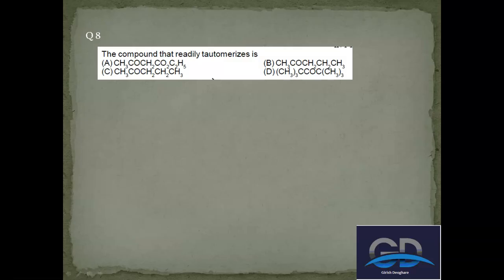Next, the compound which readily tautomerizes is. Now we know that tautomerism can happen when you have an acidic hydrogen. So we just have to see which hydrogen would be more acidic. So in option A, as we can see, we have a methylene group. What happens because of this methylene group? It is stabilized by resonance on both sides. And therefore this hydrogen is more likely to delocalize or move between two polyvalent atoms, which is the tautomerism phenomenon. So the answer for this question would be A, acetoacetic ester.